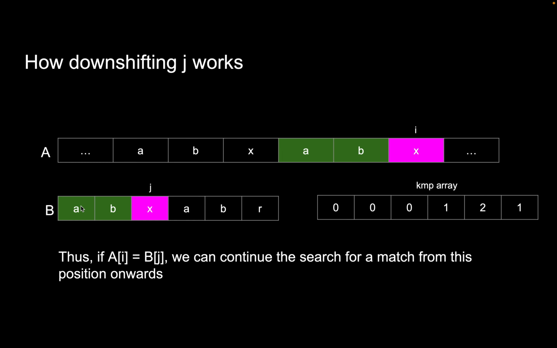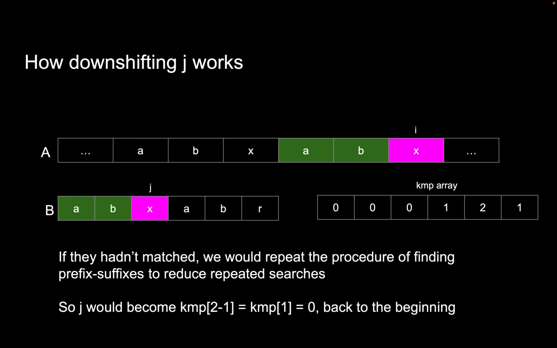So all we need to do is check whether A[i], which is X, is equal to B[j], which is X. And if it is, then we can continue the search for a match from this position onwards. So we're saving on these two searches which are redundant. This is possible only because we knew from the KMP array that there is a common prefix suffix of length 2. If they hadn't matched, like if A[i] was not equal to B[j], then we would repeat the procedure of finding prefix suffixes to reduce repeated searches.